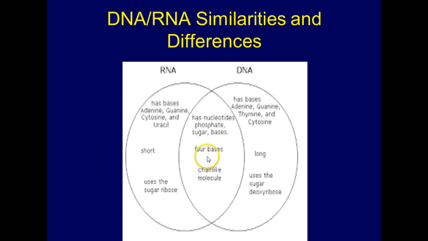And they're both chain-like molecules. In other words, you've seen a model of DNA. It's a long chain of nucleotides called a polynucleotide. So that makes them similar as well. So that's 3 structural similarities between RNA and DNA.